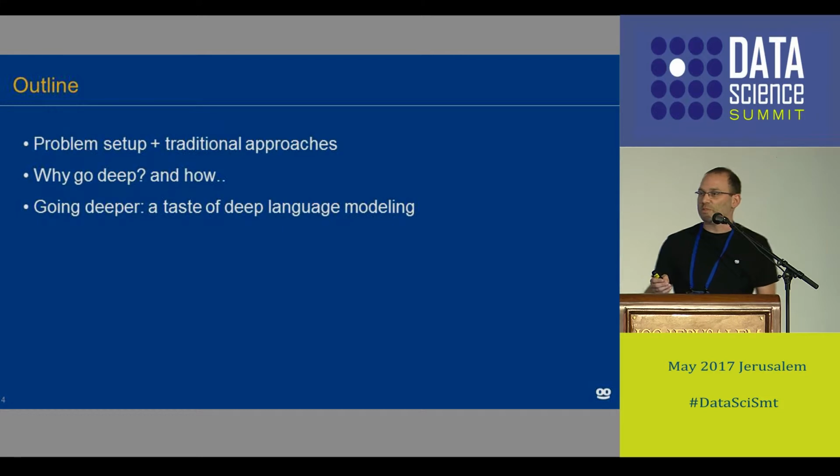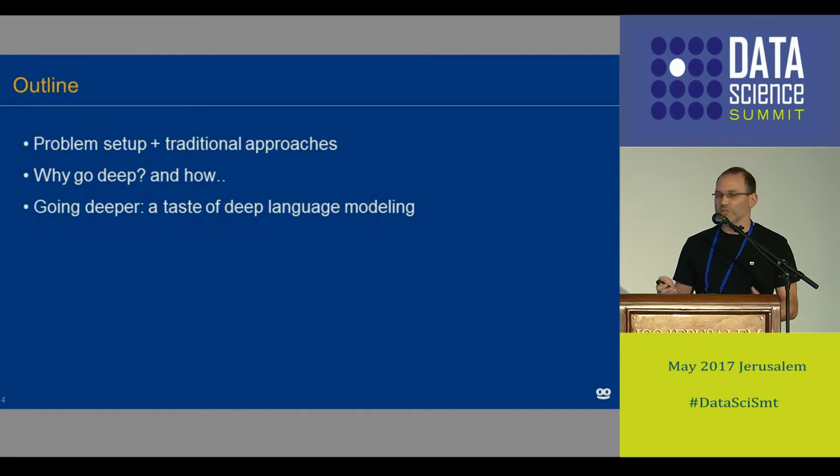But today, more specifically, the outline is we're going to talk about the problem setup. So, discuss what we are trying to solve here and some traditional approaches, which are great, but they have some drawbacks. And then talk about why we really want to employ deep learning here. Why do we want to do this to ourselves? And a little bit of how we do that. And then we'll dive more specifically into language modeling and see what we can do there with deep learning.